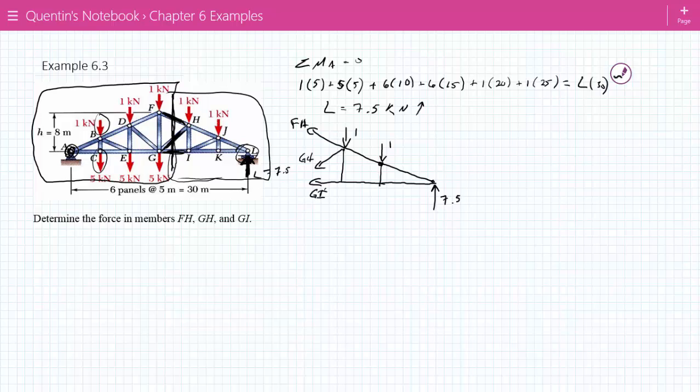The first thing I'm going to do is take the sum of the moments at H, this point right here. Why this point? Because then GH and FH go away. So the sum of the moments at H is equal to 0. Here at H you have 1 times 5, that's this one right here, and then minus 7.5 times 10. Then it's going to be plus GI times that distance. Well, what is that distance?